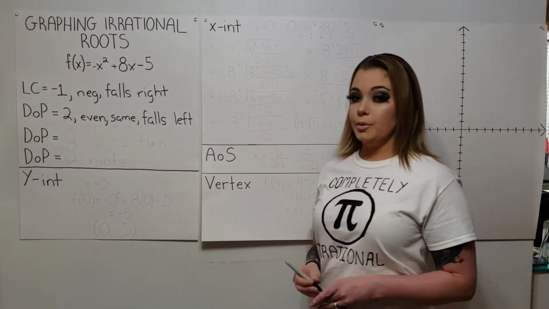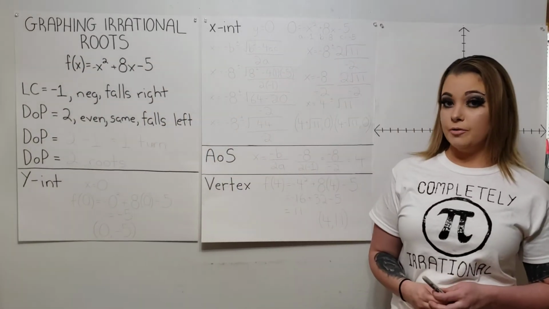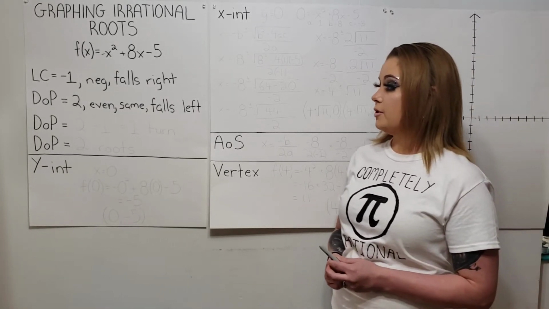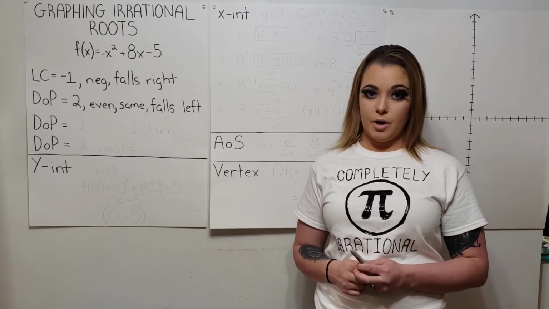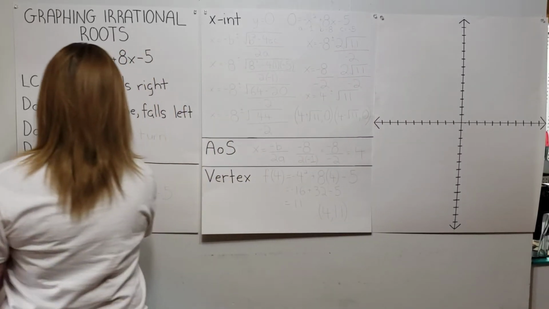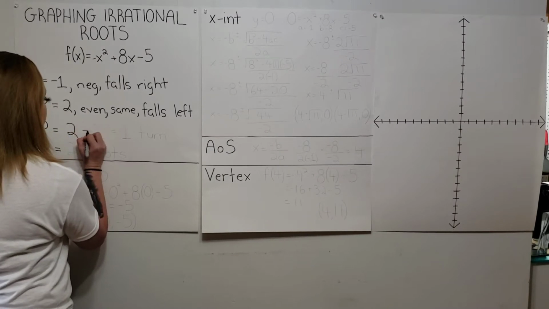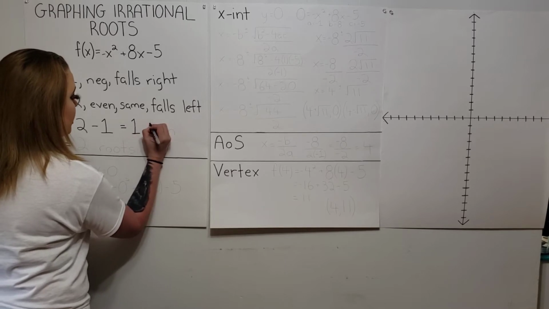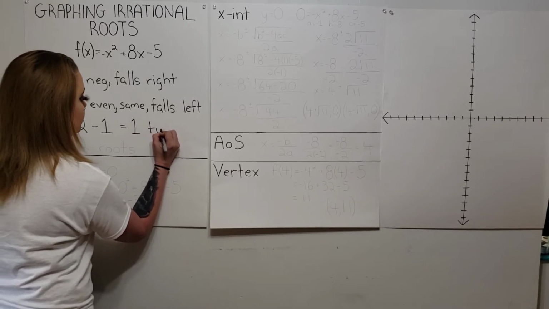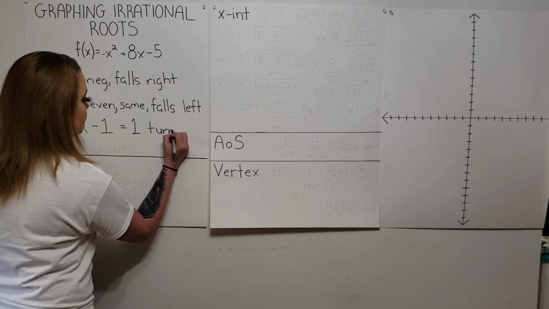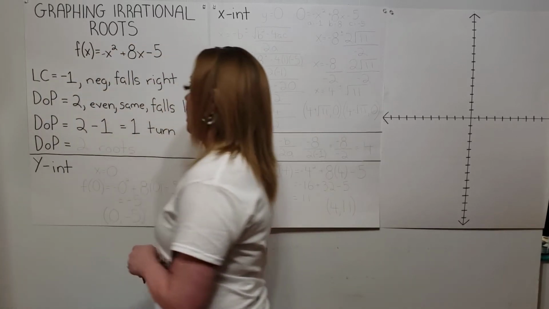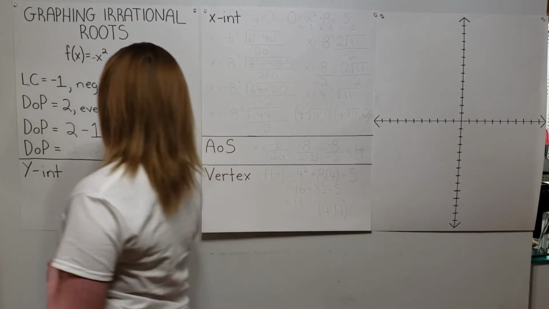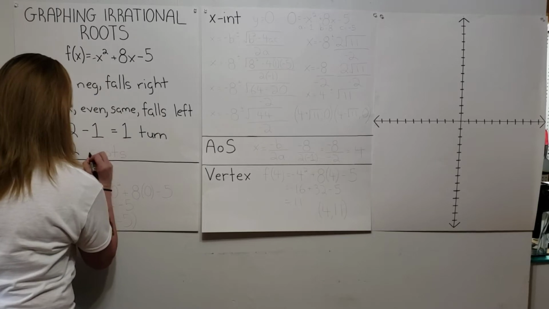The degree of our polynomial also gives us information about the number of terms and the number of roots. The number of terms is always one less than the degree of our polynomial. So 2 minus 1 equals 1 term. And the number of roots is always the same as the degree of our polynomial. So we have 2 roots.